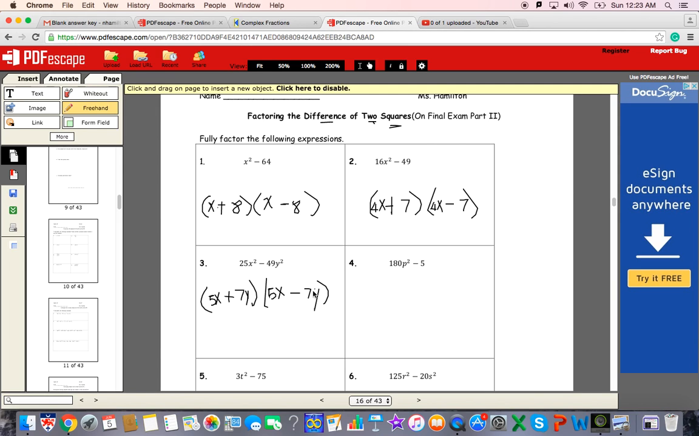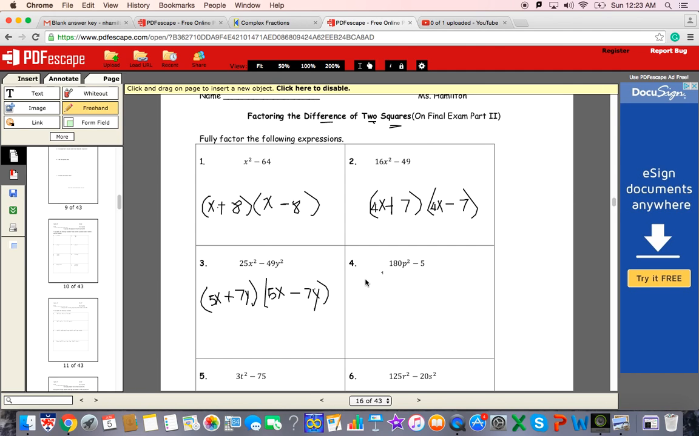All right, so now a lot of people, by the time they do 3 of these, they're like, everything's a perfect square, life is all good, but everything is not a perfect square, because 180p squared certainly is not a perfect square, and neither is 5. Which means that there is something fishy. Well, in this case, we have to look to see, is there a greatest common factor? And there is. 5 can actually go into 180p squared as well as into 5. So we can go ahead and factor out the 5.